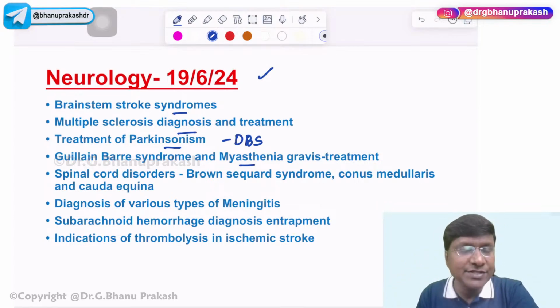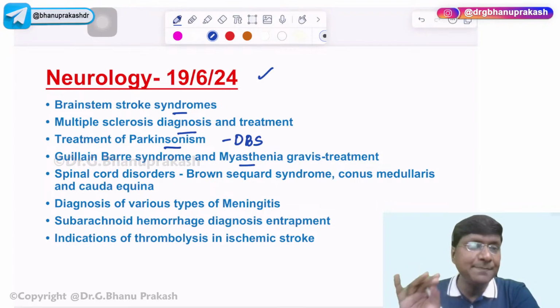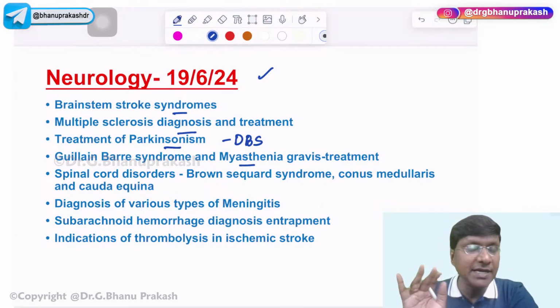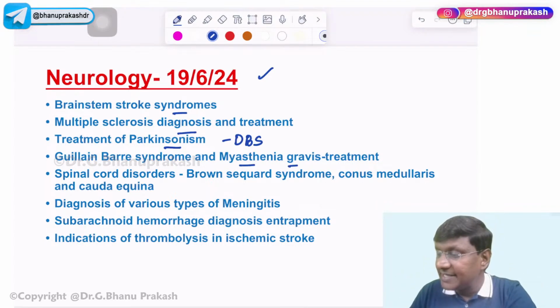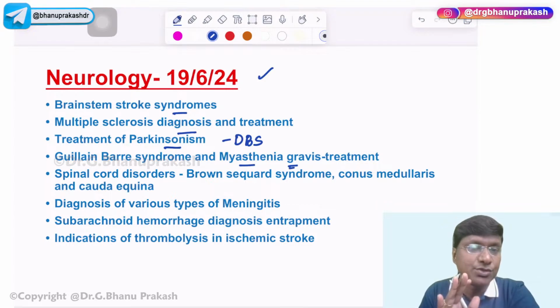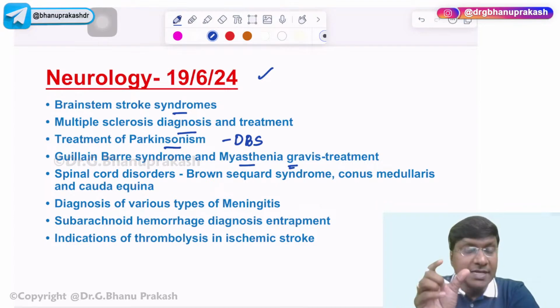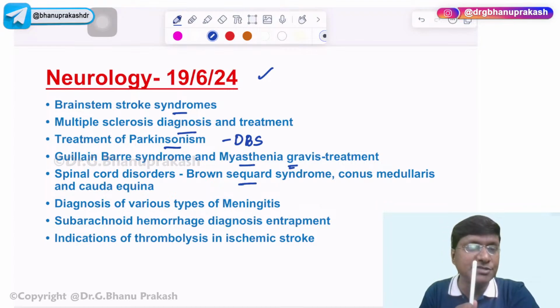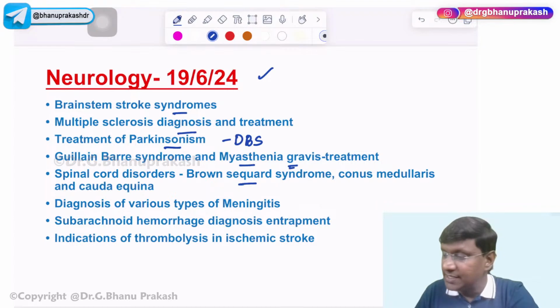Next is Guillain-Barré syndrome as well as myasthenia gravis. In Guillain-Barré syndrome, you need to know the investigations and treatment and types of Guillain-Barré syndrome. That is AIDP, AMAN, AMSAN, and Miller-Fisher syndrome. And myasthenia gravis, a neuromuscular junction disorder, you need to know what are the presynaptic and postsynaptic. That means myasthenia gravis and Lambert-Eaton myasthenic syndrome, the differences are very, very important that you need to revise. And the spinal cord disorders, Brown-Sequard syndrome, conus medullaris, cauda equina, you need to revise.